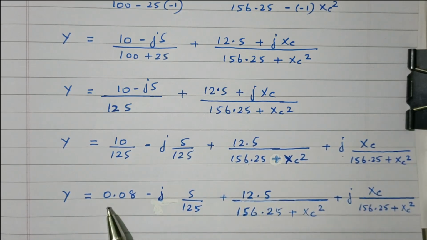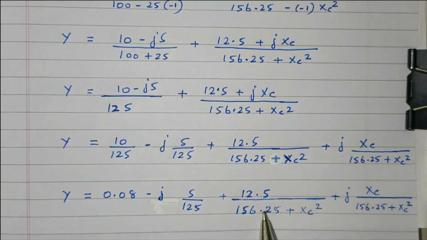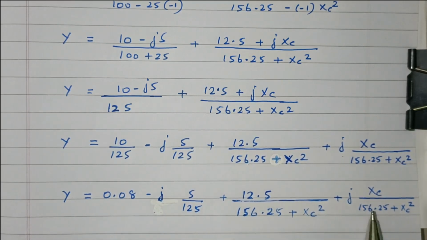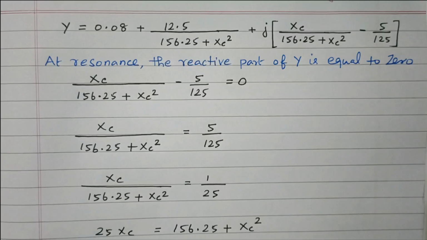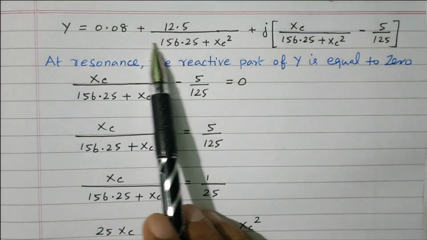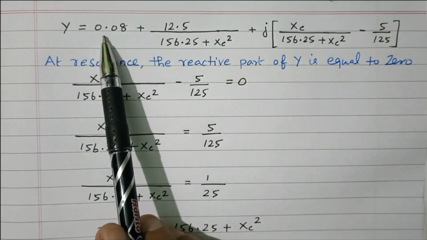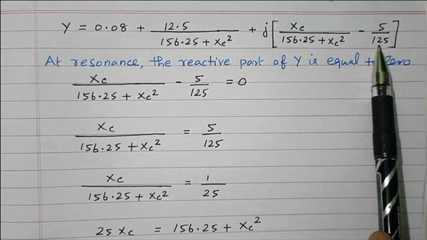Now we'll combine the first term and third term, which are the real terms. The second and fourth are the imaginary terms. Now these two terms are combined together. These two are the real terms. This is the imaginary term.